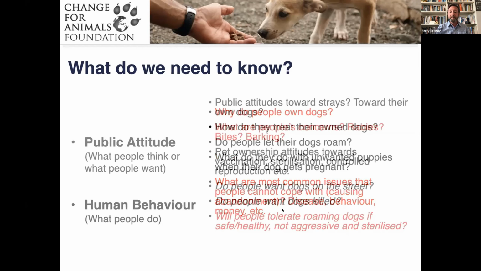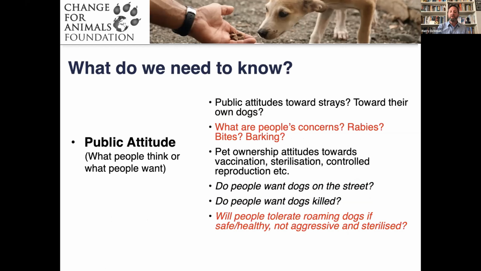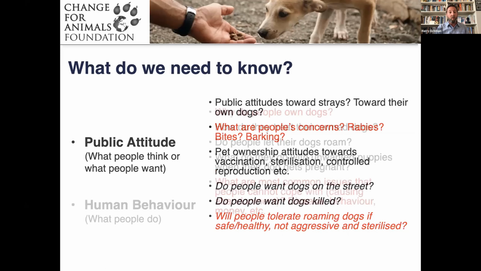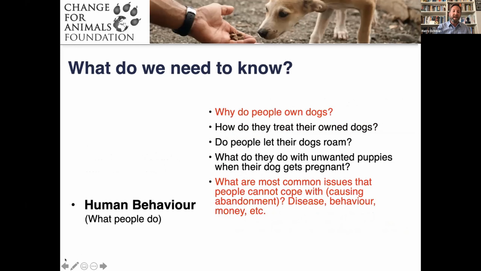If people live in a place and there's poisoning or shooting or things like that, does that bother people? Is that more important that that's resolved? Or is it more important that people don't want dogs on the street? Or will they tolerate them? Do people tolerate roaming dogs if they're safe and healthy, but not aggressive? And so again, we need to ask people what it is that they would put up with, because we might not be able to solve all of the problems. And there's a difference between attitudes and behaviors. So what people think about or what people want to do about the dogs and what people actually do are sometimes very different.